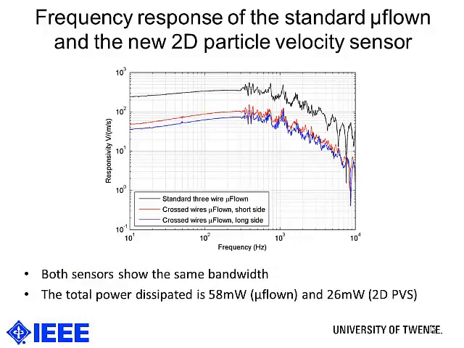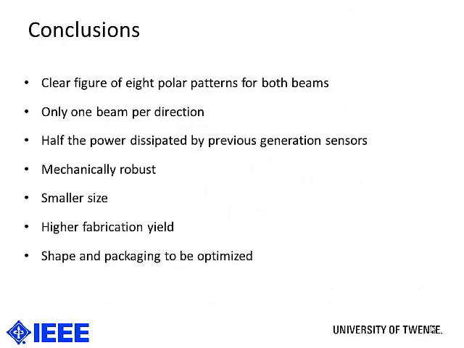And now the frequency response. This is the old generation, and this is the new generation with crossed wires. Except for this 3.5 times lower responsivity that you get, the bandwidth is exactly the same. So it's pretty good. And the new generation also uses only 26 milliwatts for both wires, while the old generation uses 58 milliwatts for only one direction measurement.